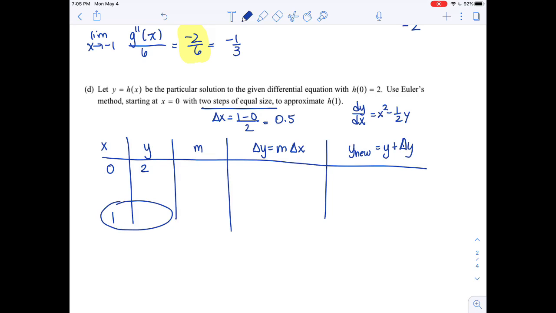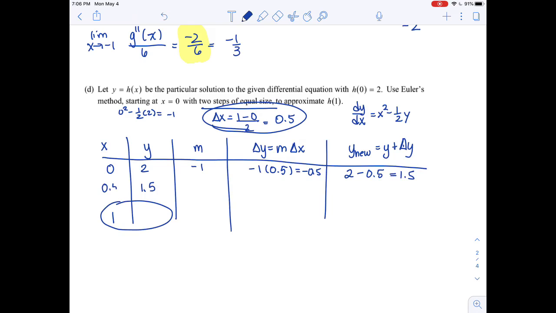Okay, so let's start with our dy/dx. You're going to calculate the value of dy/dx at the point (0, 2). So that would be something like 0 squared minus 1/2 times 2, and that should come out to be a value of -1. Okay, so your m is equal to -1. Delta y is equal to m times delta x, so -1 times 0.5. So therefore this would be -0.5. So your y new is going to come from y, which is the y in this particular row, minus 0.5 or plus -0.5, and that comes out to be 1.5.